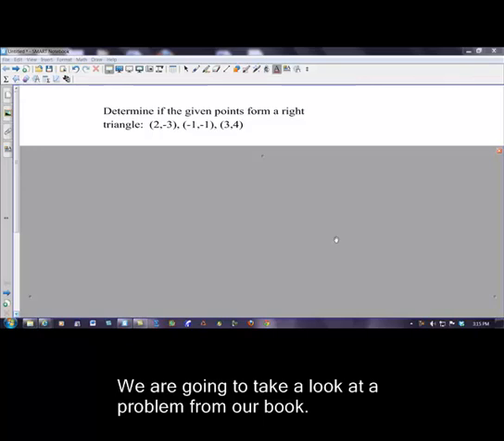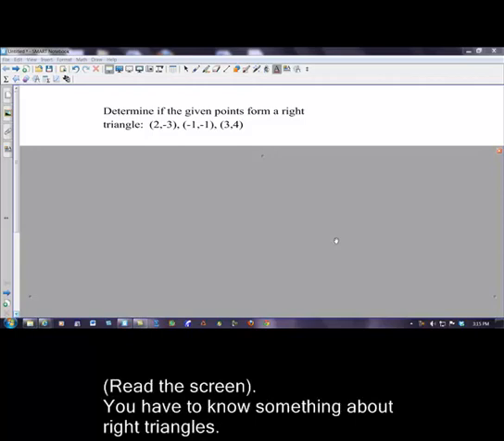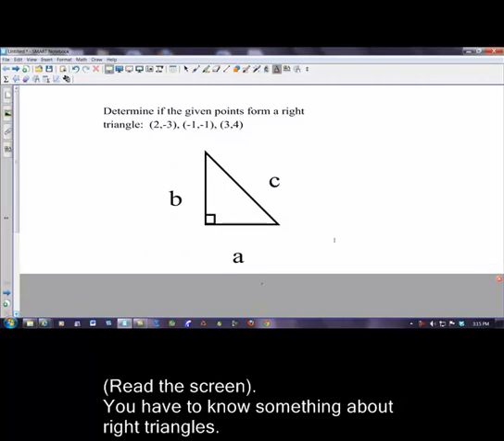We are going to take a look at a problem from our book. This one says to determine if the given points form a right triangle, and we're given 3 sets of points. You have to know a little something about right triangles to be able to do the problem.